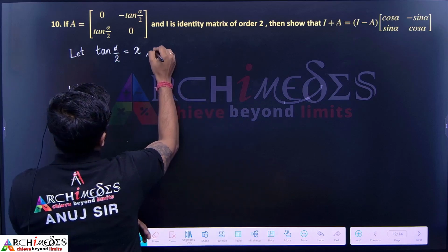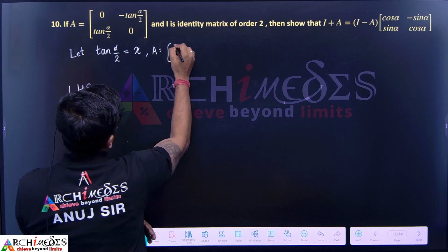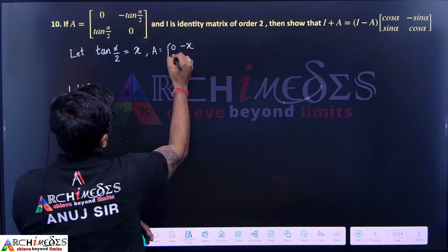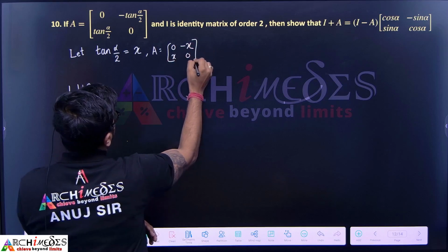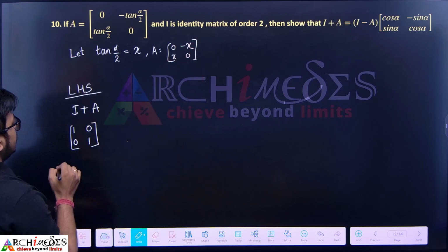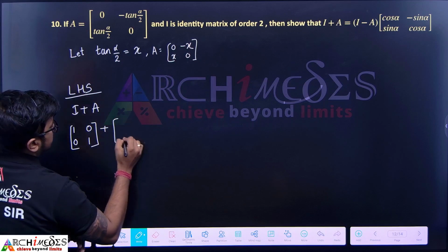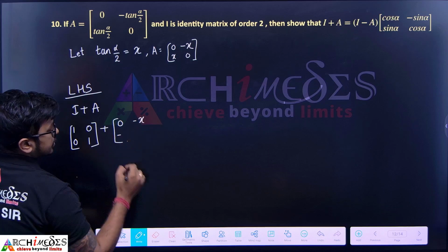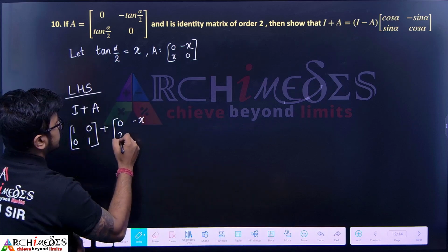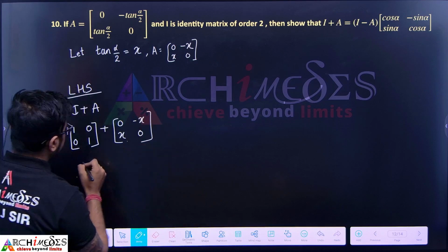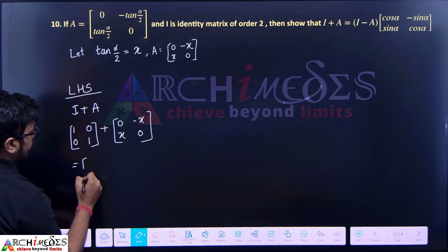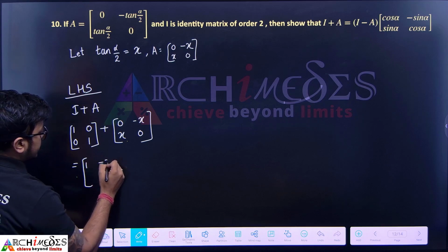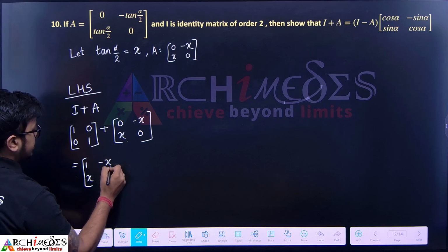Then can we say that A equals [[0, minus x], [x, 0]]. Any doubt? So plus, this is 0, this is minus x, this is x, and this is 0. When I add these, you are finding here 1, here minus x, here x, and here 1. This is the LHS. Any doubt?